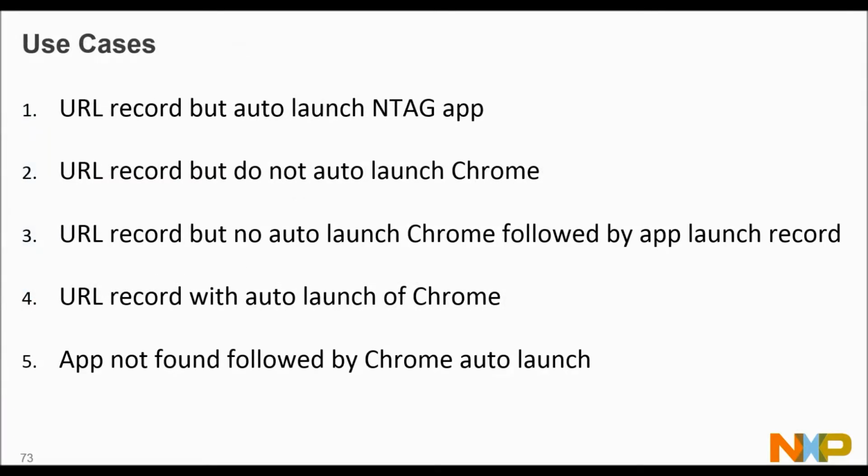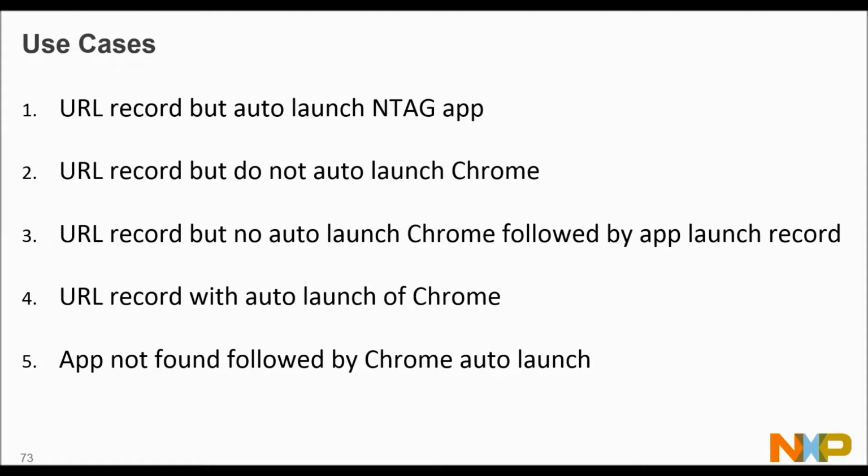These are the use cases that we'll demonstrate one by one. The first one will be we'll put in a URL record, but we're not going to auto launch Chrome or anything. We're going to auto launch the NTag app. And you'll see that Tag Writer will actually put in records that we weren't familiar with, that we didn't know about until we used the Tag Info to find out what was actually added.